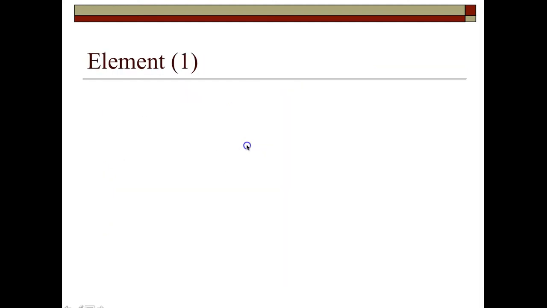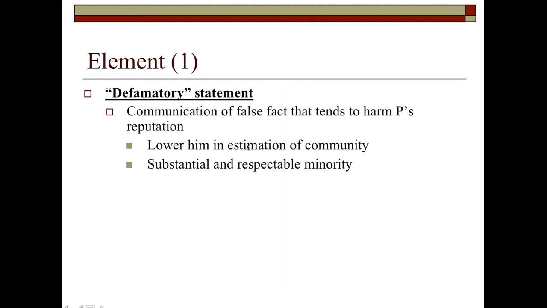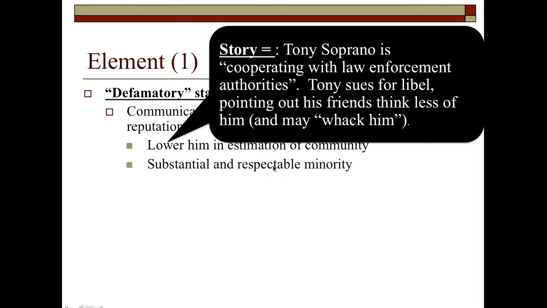Let's look at the first element. There must be a defamatory statement. That means a communication that tends to harm the plaintiff's reputation. Courts say it lowers him in the estimation of the community or in a substantial and respectable minority of the community.